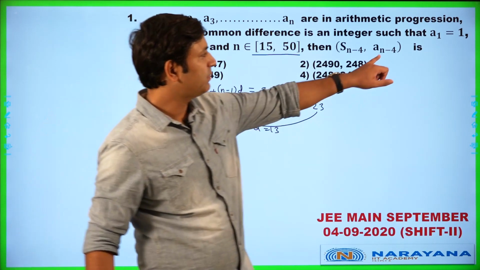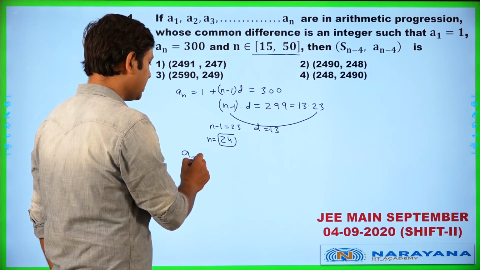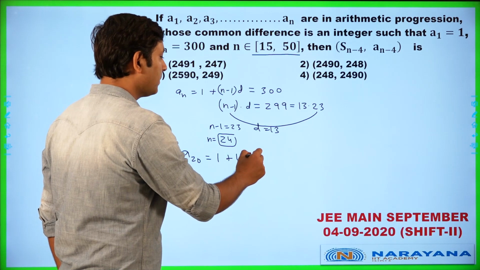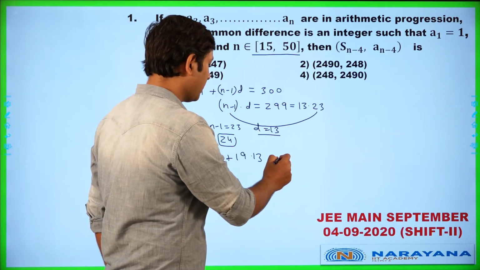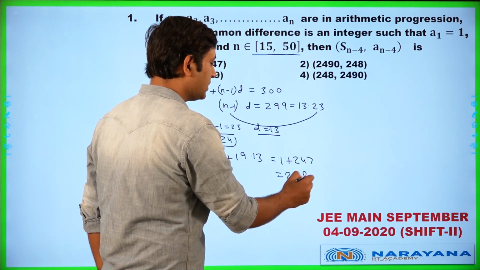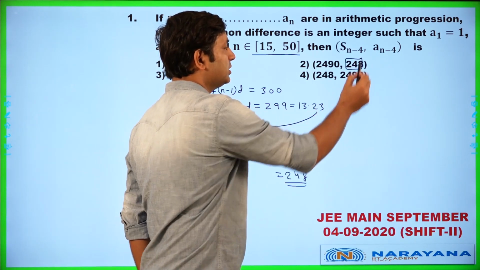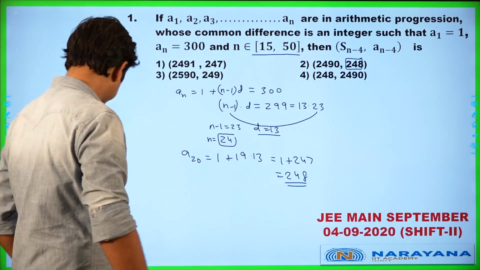Which means if we want to find a(n minus 4), we will have a(n minus 4) as a20, and it will be 1 plus 19 into d, which is 13. How much will it be? 1 plus 247, 248. We will mark the option corresponding to 248. We will move on to the next question.